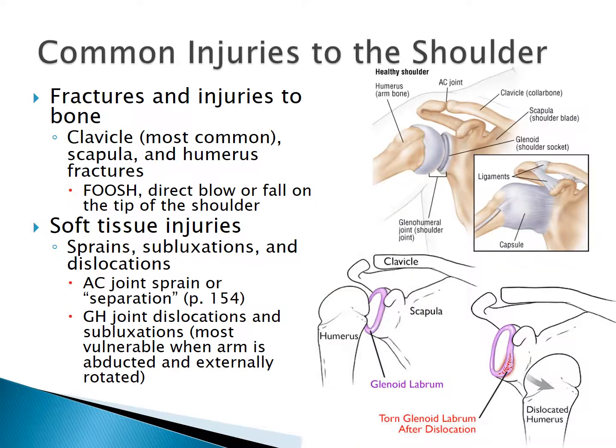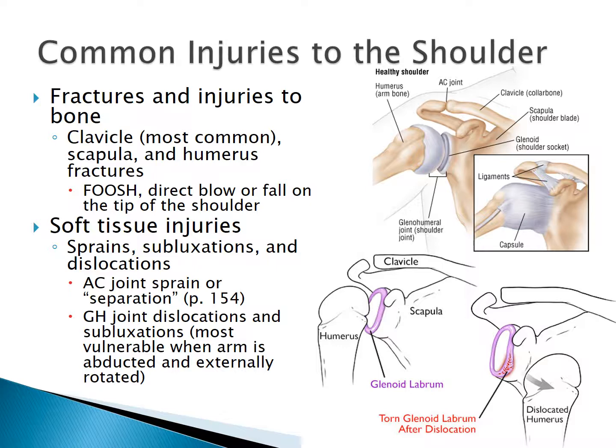The GH joint allows for a wide range of motion at the shoulder. The shallow glenoid portion of the scapula provides great mobility at the expense of stability. The ligaments supporting the GH joint include the capsular or GH ligament, the coracohumeral ligament, and the inferior glenohumeral ligaments. The GH is most vulnerable when the arm is abducted and externally rotated.